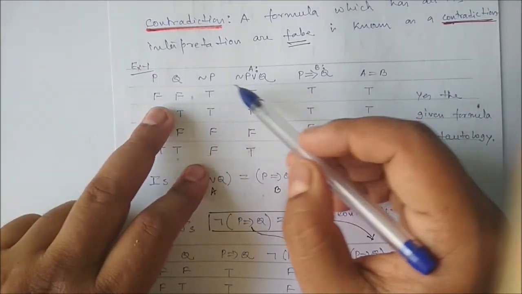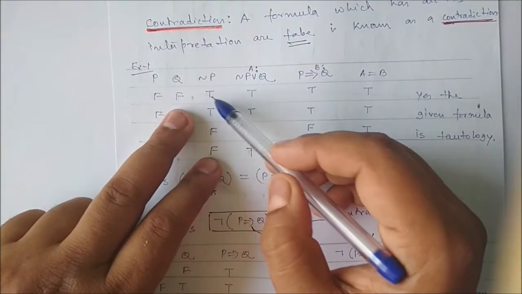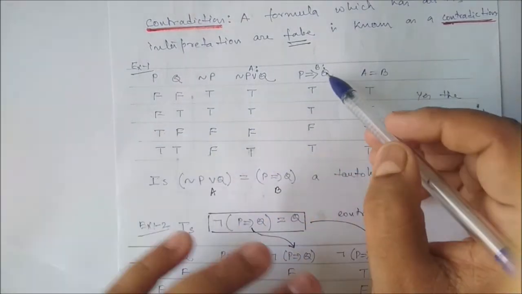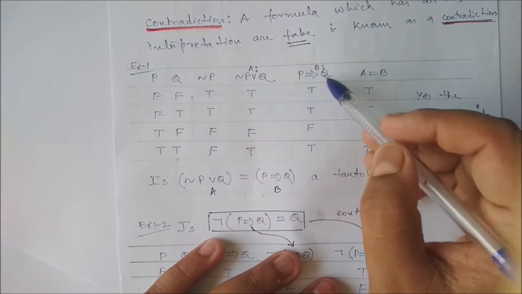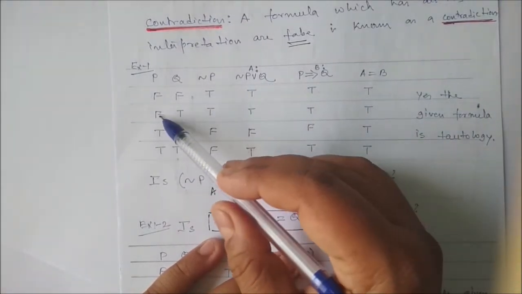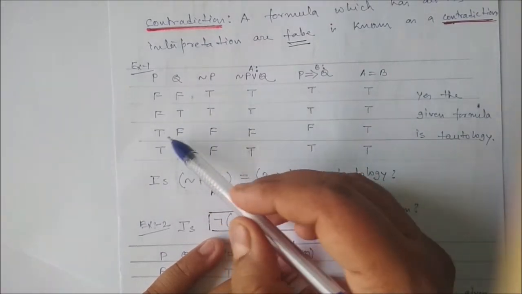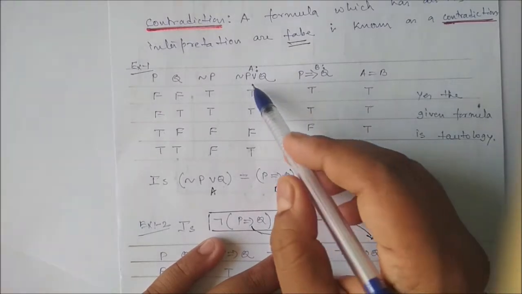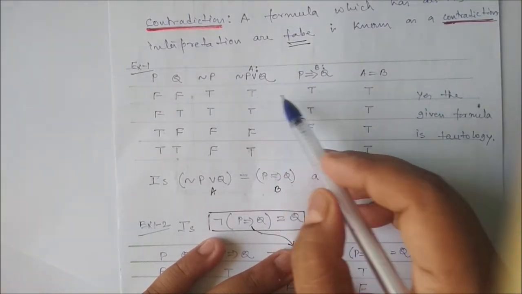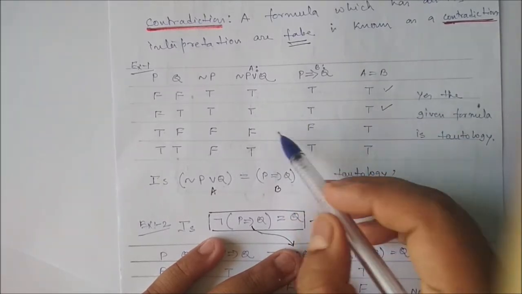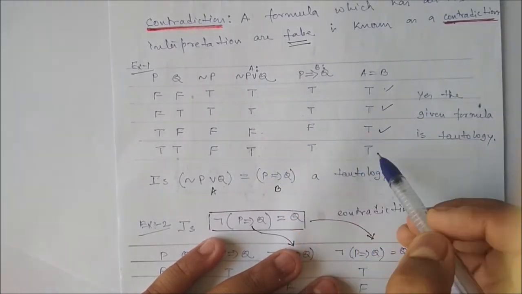And not P or Q means what? You have to apply OR in between. False, true: true. True, true: true. False, false: false. True, false: false. Now B is what? Implies. So P implies Q. If both are false, it should be true. If false, true, it should be true. If it is true, false, it should be false. If it is true, true, it should be true. Now if you compare these two, T equals T, yes. Both are equal, yes. Both are equal, yes. Both are equal, yes.